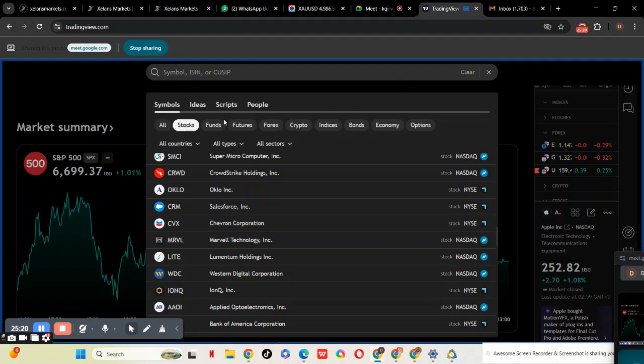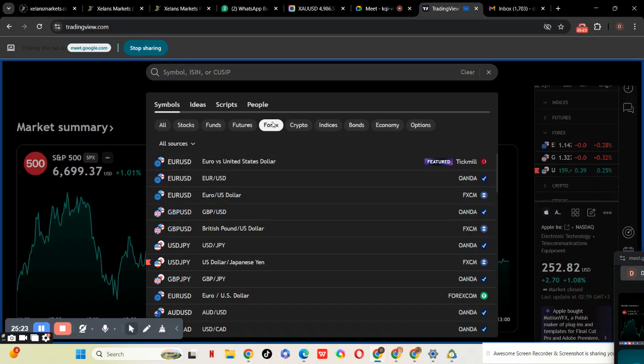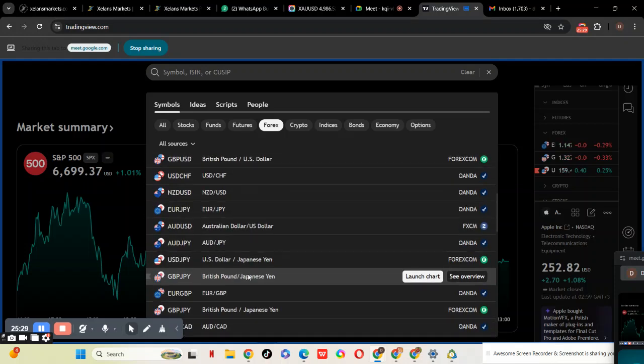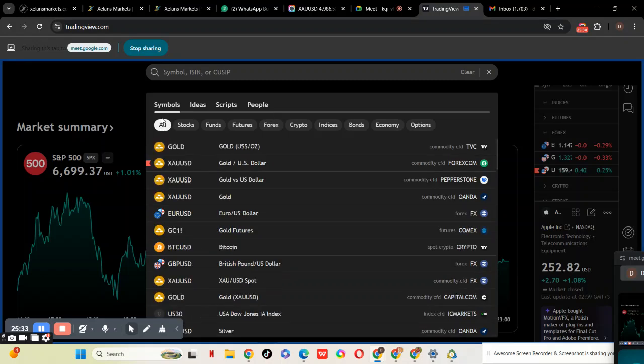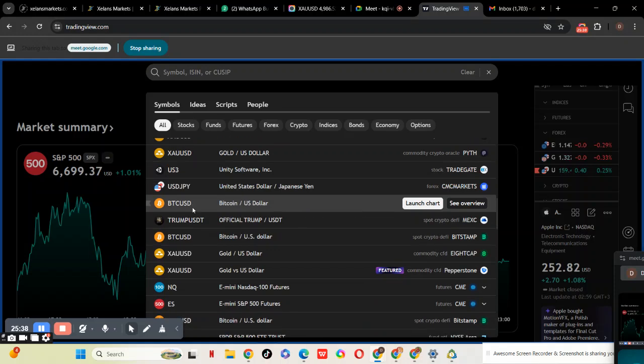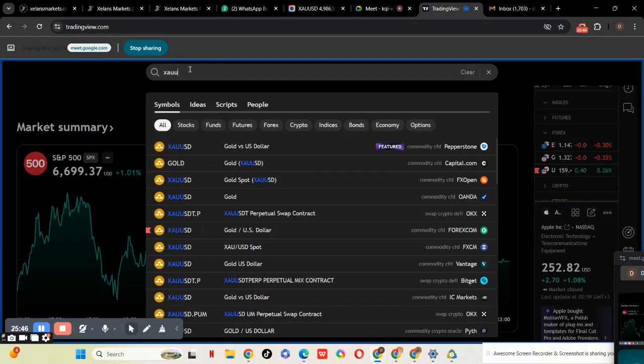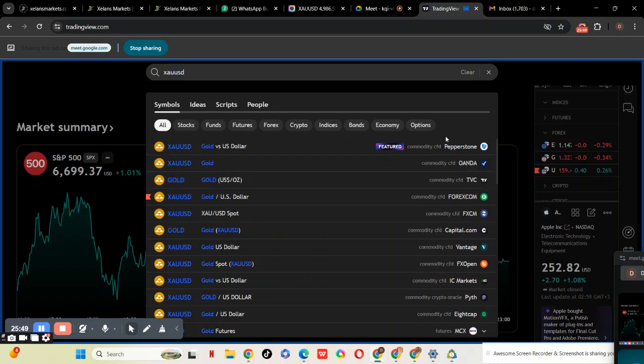Because you are trading gold, and gold is not in Forex. We said Forex is simply the currency pairs, and because gold is not a currency, it's located here. You click All, where we get a combination of all these different markets. Gold is within the category of metals. So you just search XAUUSD, that is gold.